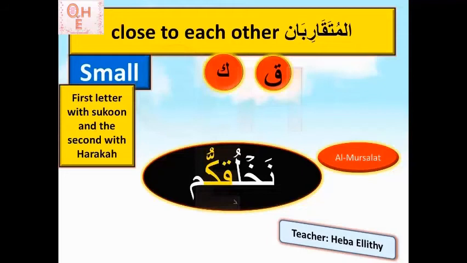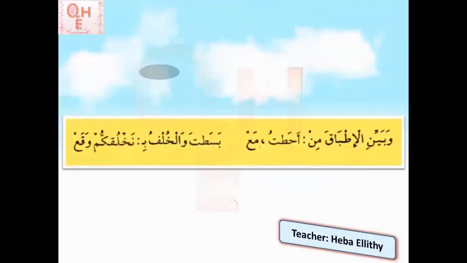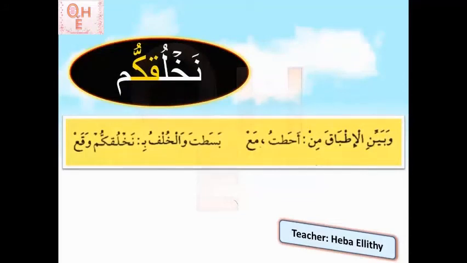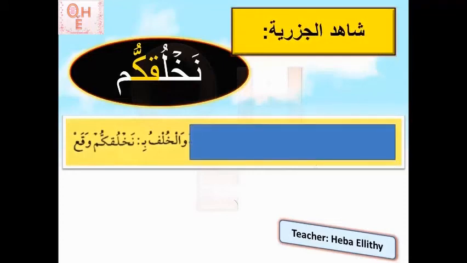شاهد الجزرية for this word is وبين الإطباق من أحط مع بسط والخلف بنخلقكم وقع. أحط and بسط, we explained in المتجانسين الصغير. And we said we have a part which is إطباق from the letter ط, and we still pronounce the إطباق from the letter T. But here والخلف means the opposite of it with the word نخلقكم: nothing from the letter قاف at all. I pronounce just kaf twice. I don't go to the articulation point of qaf at all. I don't have anything from qaf on it.